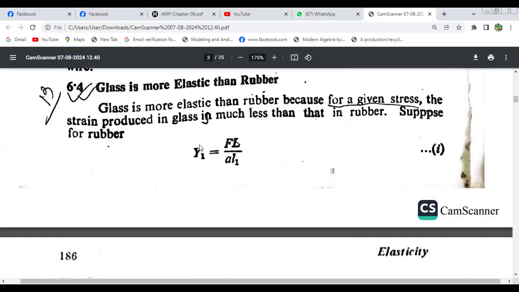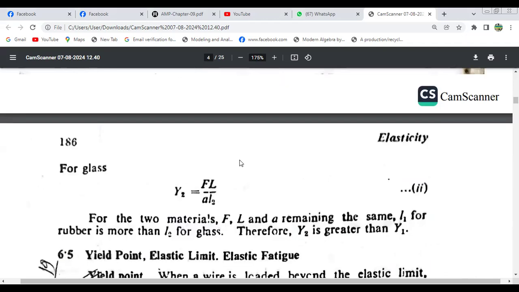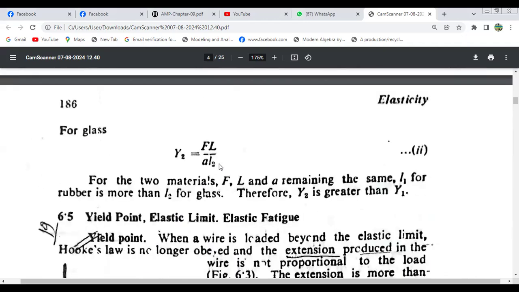Suppose for the rubber, Young modulus Y1 equals FL divided by AL1. In that case, for glass, Y2 equals FL divided by AL2. For the two materials, force, length, and area remain the same, but the increase in length L1 for rubber is more than the increased length L2 for the glass. So Y2 is greater than Y1 here.